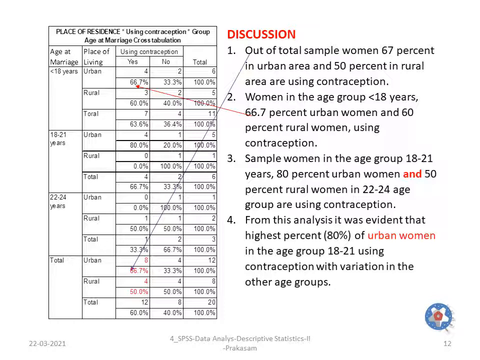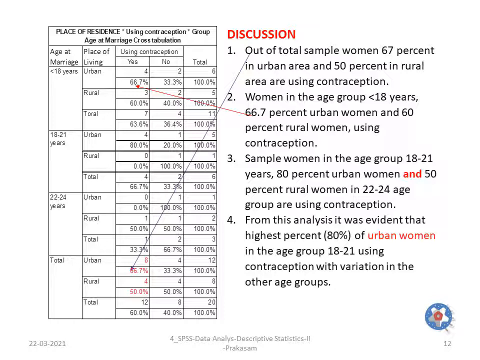Among women in the age group less than 18 years, 66.7% of urban women and 60% of rural women were using contraception. In the age group 18 to 21 years, 80% of urban women and 50% of rural women, and in the age group 20 to 24, are using contraception. From this analysis, it was evident that the highest percentage, 80% of urban women in the age group 18 to 21, were using contraception, with variation in other age groups.